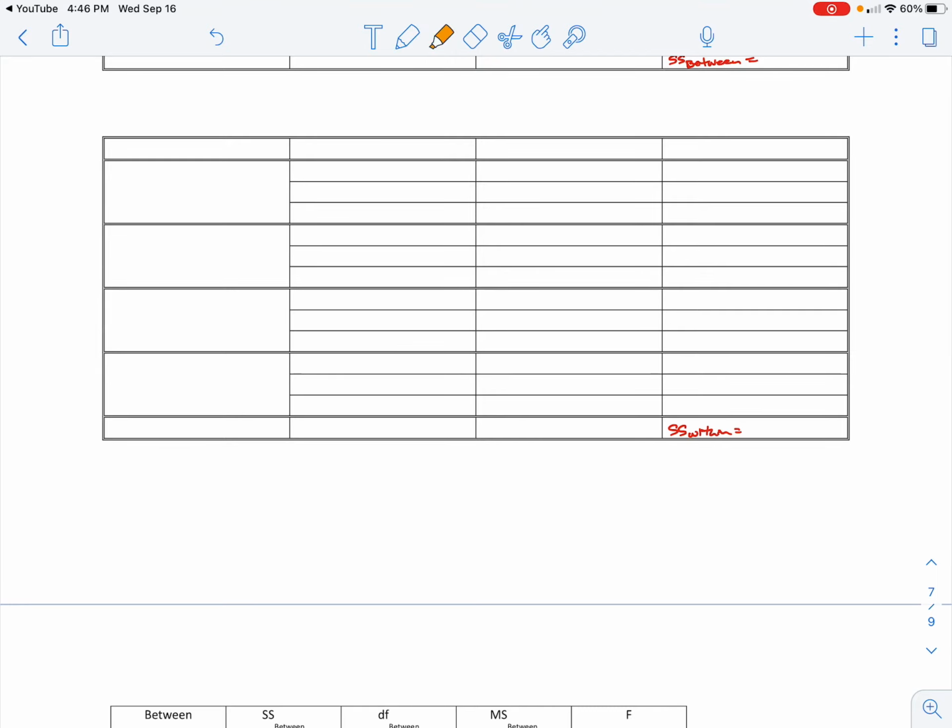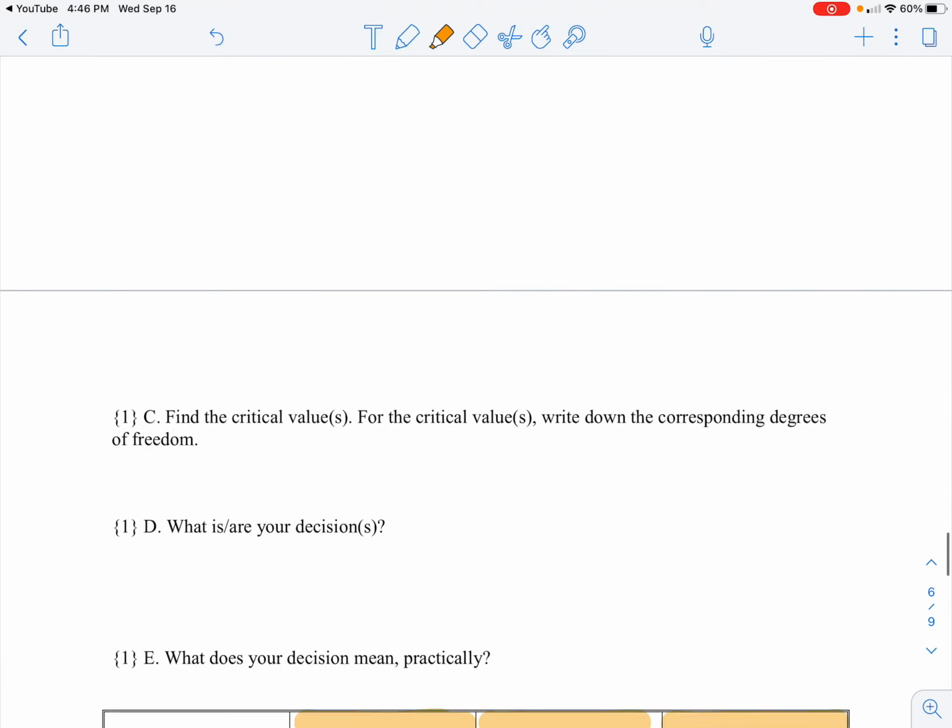But what you need to figure out is, how do I get to my sum of squares? In other words, what does this third column have to be? How do I work backwards from that? And what should my second column be as well? Okay, so you'll do that once you've finished it.